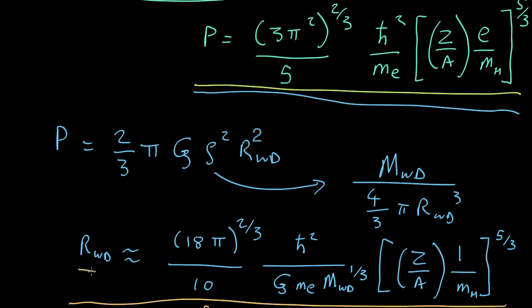For example, you can see that the radius of the white dwarf goes down as the mass goes up. If you make the mass bigger, it's on the bottom here, so the white dwarf actually gets smaller. And that's going to have really important consequences later.